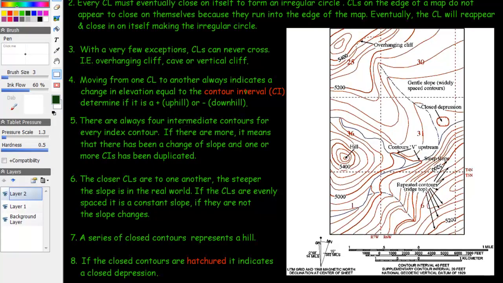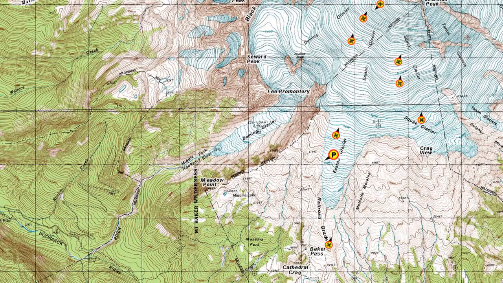There's always 4 intermediates in between the index contours. If you see darker ones there, like this one, that's the index contour. These are intermediates, and there's 1, 2, 3, 4 of those to the next one, and then there's 4 more to the next one, and 4 more to the next one. If you find a place where there's more than 4, so if you go from like this one, 1, 2, 3, 4, 5, 6, you've got a change in elevation. You're actually going downhill rather than uphill.